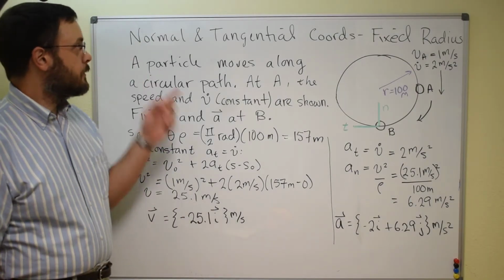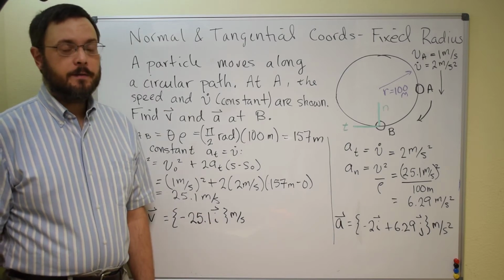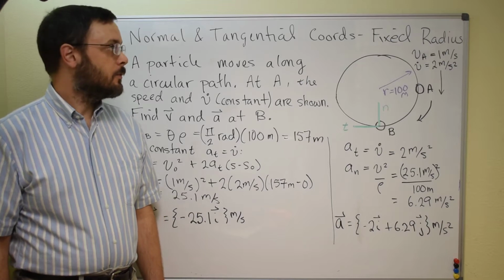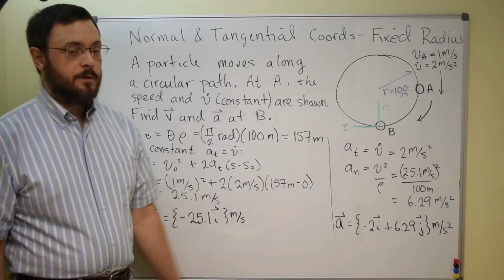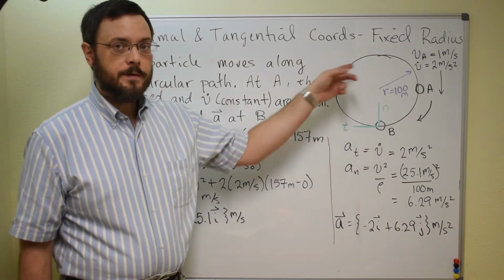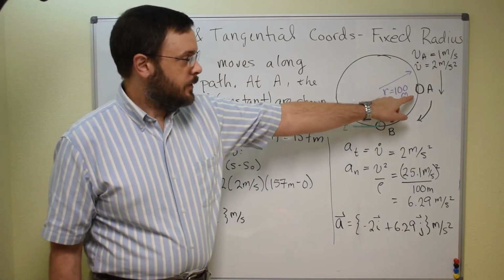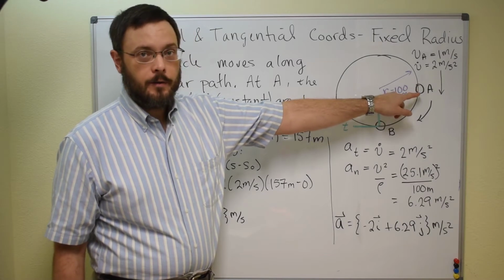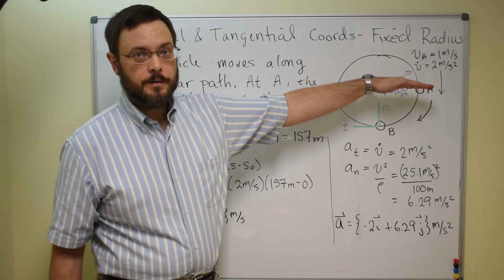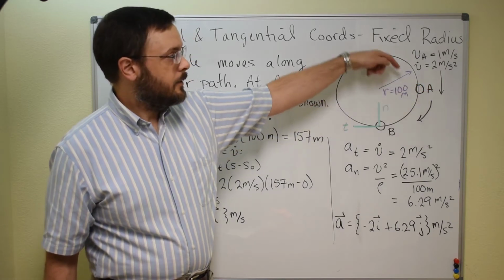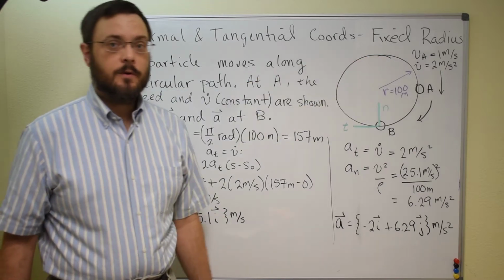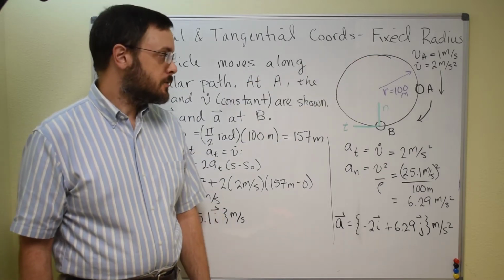So in this case we're going to be looking at kinematics, so just the study of the motion with normal and tangential coordinates, but we'll have a fixed radius. So we've got a particle that's moving around this circular path. We know its velocity at point A, which is just right over here horizontally across from the center. And the velocity is changing at a rate of 2 meters per second squared, and that's a constant change.